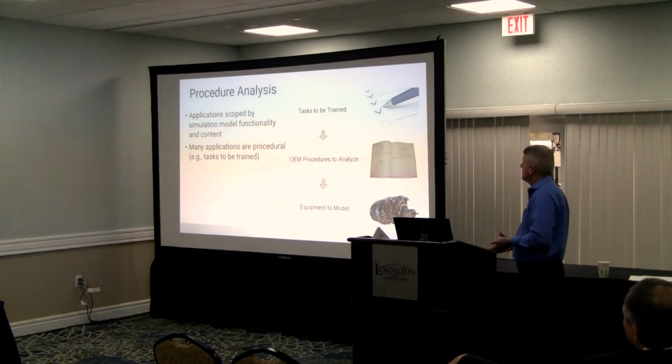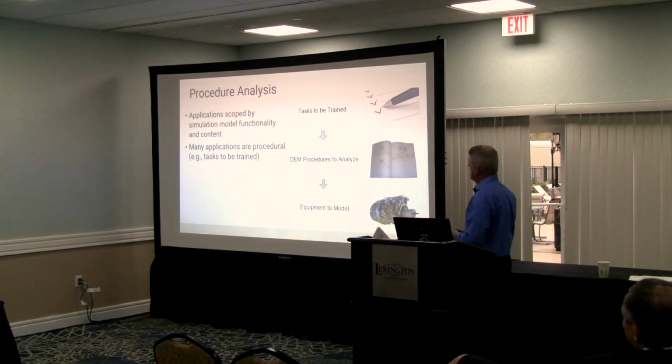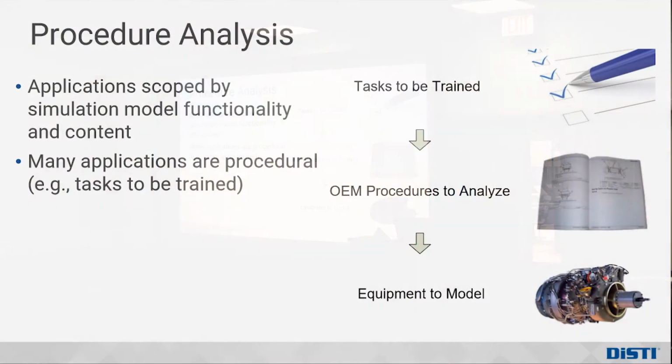One of the first things we typically do, especially for maintenance trainers, is a procedure analysis. So we start off with tasks to be trained, because that really scopes what your applications can provide. So for example, in Paul's flight example, he was talking about a particular task that they were trying to train them on, like formation and flying. So based on the task you're trying to train, that helps you identify which procedures you need to analyze. And once you know which procedures you're analyzing, as you go through those, you can identify which equipment to model.